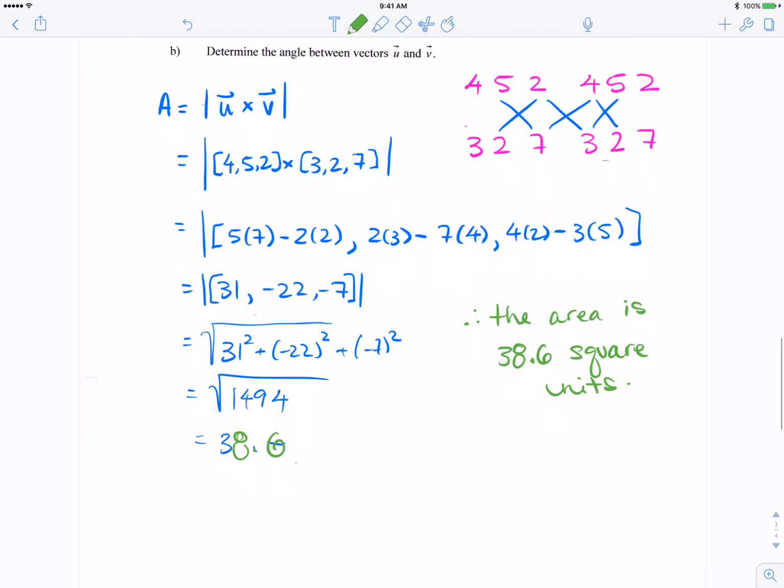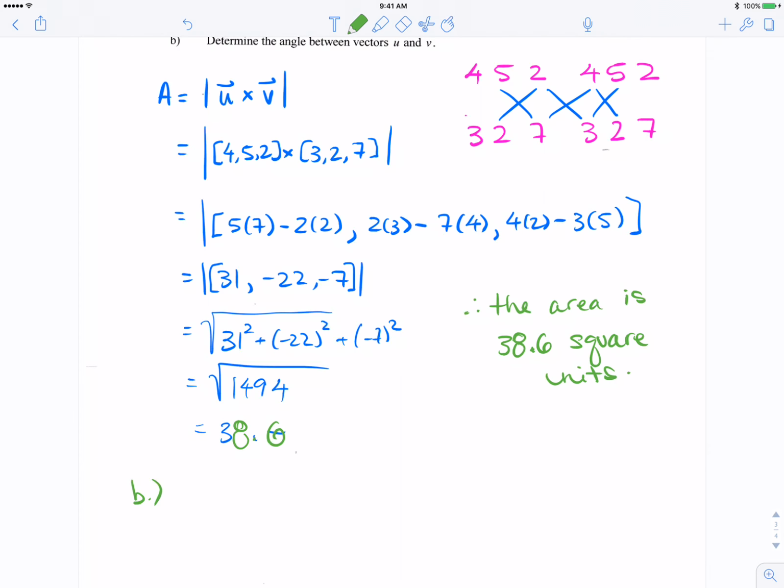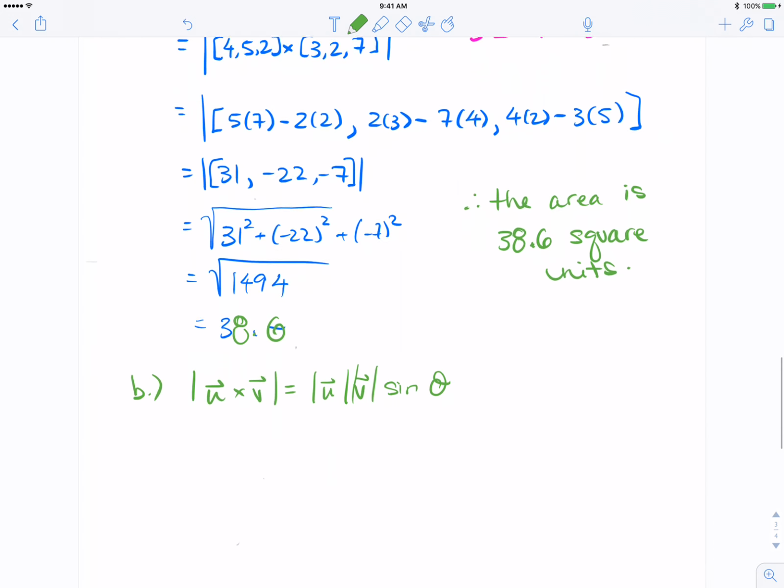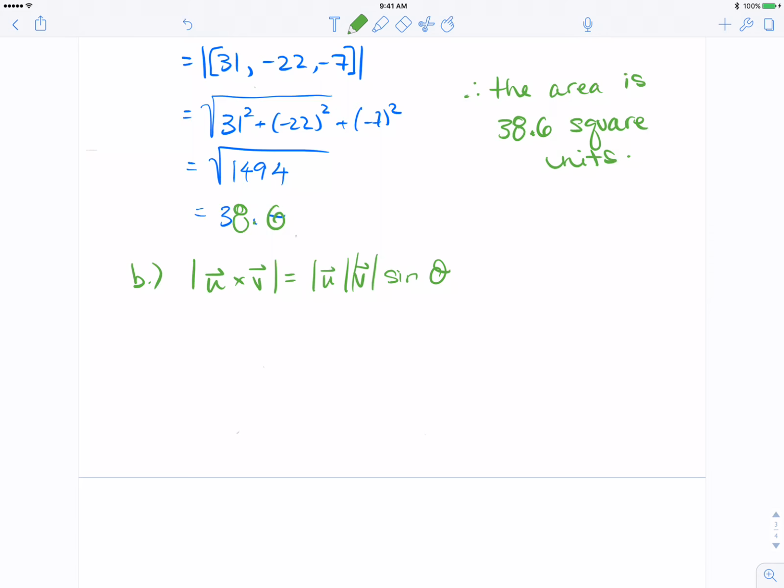Okay, last one. Determine the angle between vectors u and v. So if I'm looking at b, remember the magnitude of my cross product, u cross v, is equal to the length of u, length of v, times the sine of the angle. Try and find the angle. Okay. So first I'll just rearrange for sine theta. U cross v all over length of u, length of v. I know my u cross v is, I'll keep it as 1494. And I have my magnitudes there.